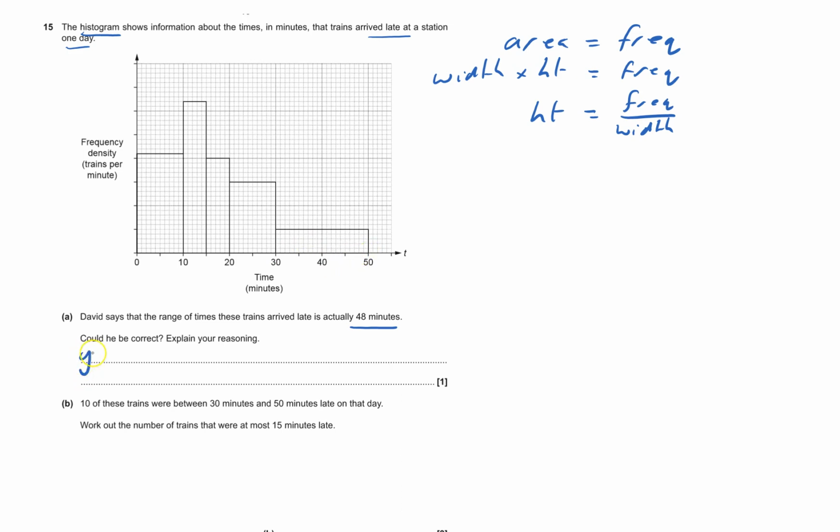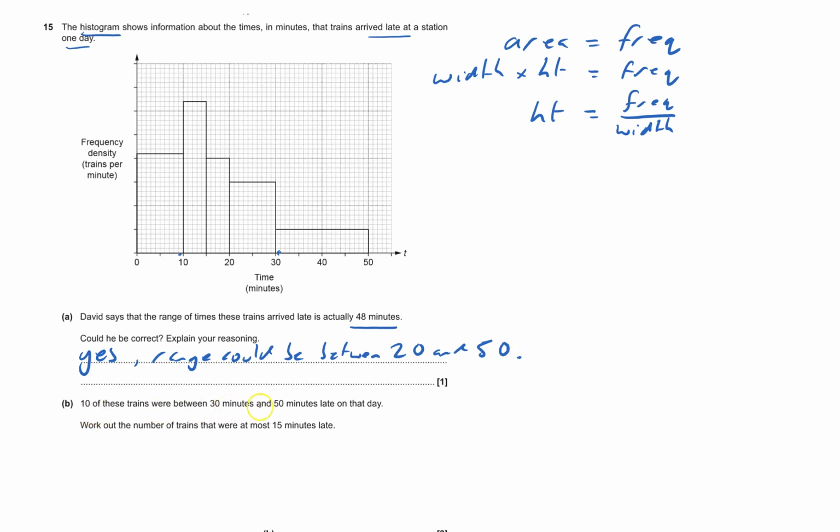Could he be correct? Yes, he could, because the range could be between, well, they could be very close to here, all of these being at 31 and all of these being at 9, so it's between, say, 30 to 10, so they could be between 20, and they could be right at the top here at 50 and right down at the bottom here at 0, so between 20 and 50. So yes, he could be correct.